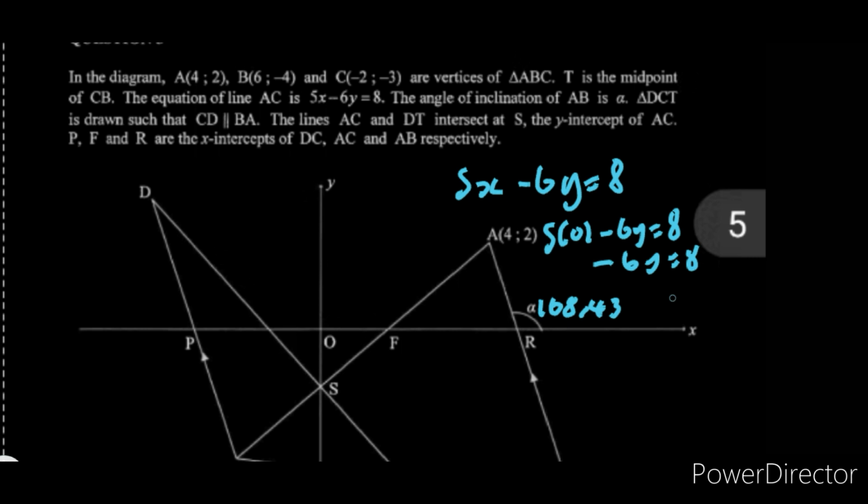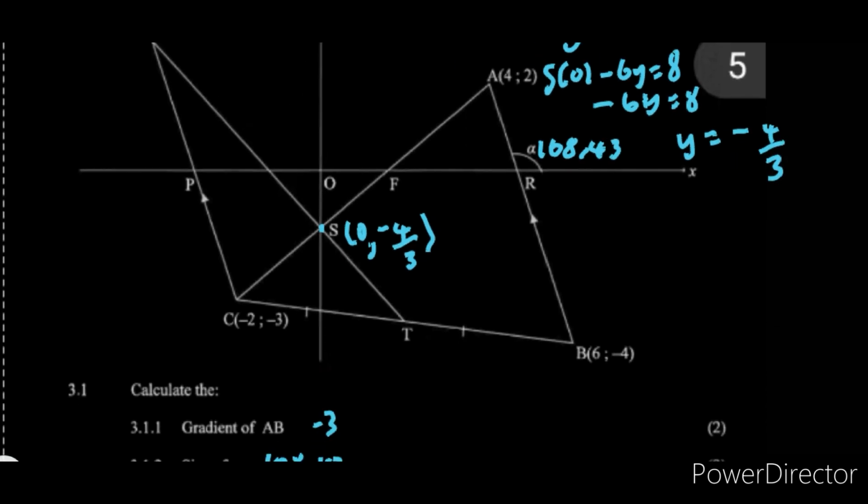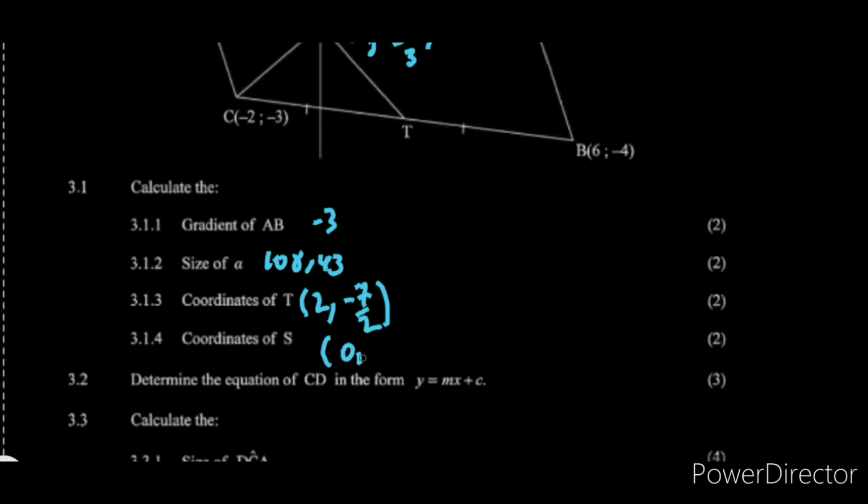Therefore, when we divide both sides by negative 6, we end up having y equals negative 4 over 3. Yep, it should be negative 4 over 3. So therefore, the coordinates of S is 0, negative 4 over 3. So we have answered this question. We have got 0, negative 4 over 3.